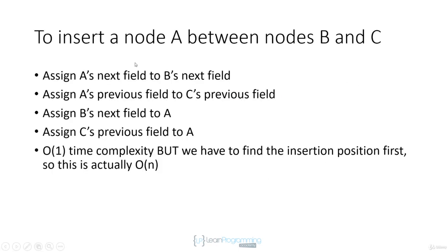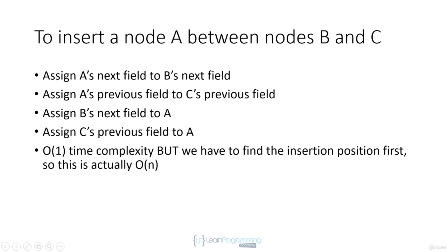So in general, to insert a node A between nodes B and C, we want to plop A between B and C. We're going to assign A's next field to B's next field, because B's next field will be pointing to C, and we're going to put A between them. So we want A's next field to point to C. We're going to assign A's previous field to C's previous field, because C's previous field will be B. We're going to drop A in between them, so we're going to want A's previous field to be B. And then we assign B's next field to A and C's previous field to A.